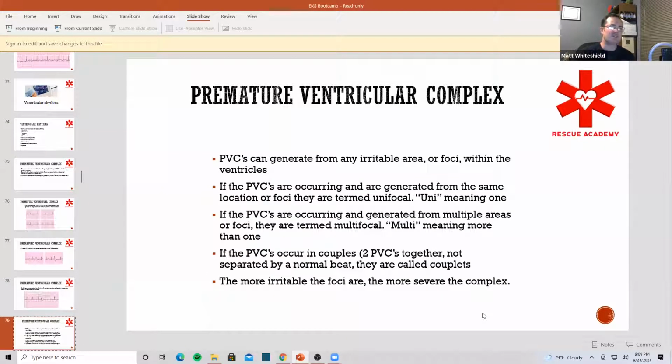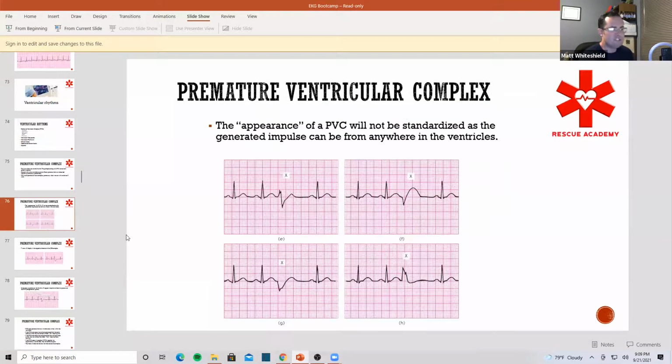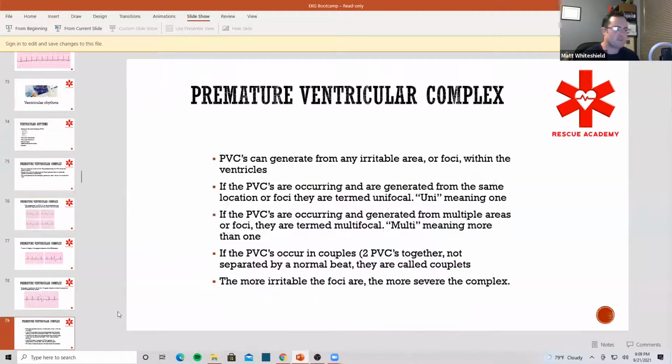If the PVCs are occurring and are generated in multiple areas or foci, this is considered multifocal. For example, if I took this EKG right here and I see that the PVCs that are occurring obviously don't look anything like the others, I would call this multifocal PVCs. This would be normal sinus rhythm with multifocal PVCs.